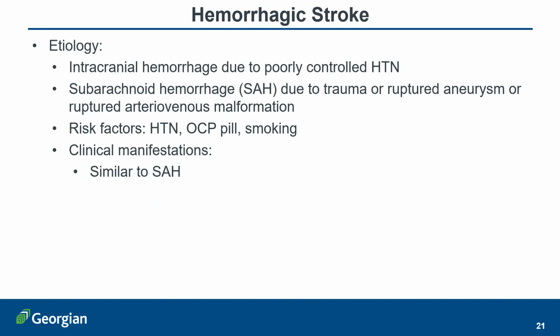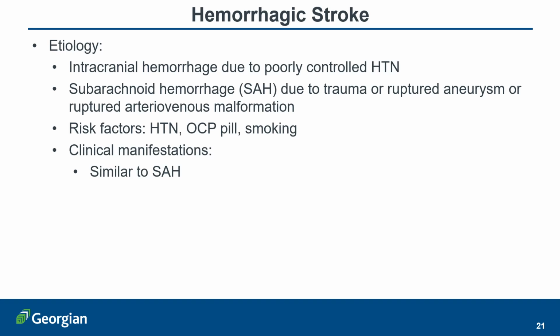Let's move on to hemorrhagic stroke. So remember that for the thrombotic or embolic stroke, the clinical manifestations are the same, it's just how quickly it develops. For a hemorrhagic stroke, the etiology is an intracranial hemorrhage, and usually the number one risk factor is poorly controlled hypertension. The other etiologies include a subarachnoid hemorrhage due to trauma, or a ruptured aneurysm, or a ruptured AVM, arteriovenous malformation. Remember, the risk factors are hypertension that can lead to the intracranial hemorrhage. Interestingly, women who take the oral contraceptive pill have an increased risk of a hemorrhagic stroke as well, and not surprisingly, smoking also increases the risk of a hemorrhagic stroke.